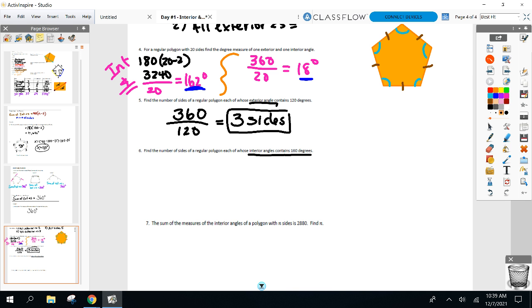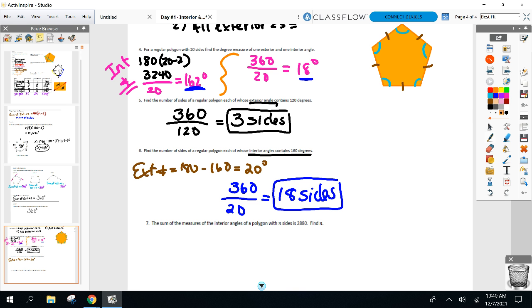I did 180. What's that giving you? 20. Well, what does that 20 represent? The exterior. Interior was 160. So the exterior is going to be 180 minus that. So now the one exterior is 20, and now I turn it into problem number 5. What am I doing with that 20, Lisa? 360 divided by 20 will give me 18, right? 18 sides.